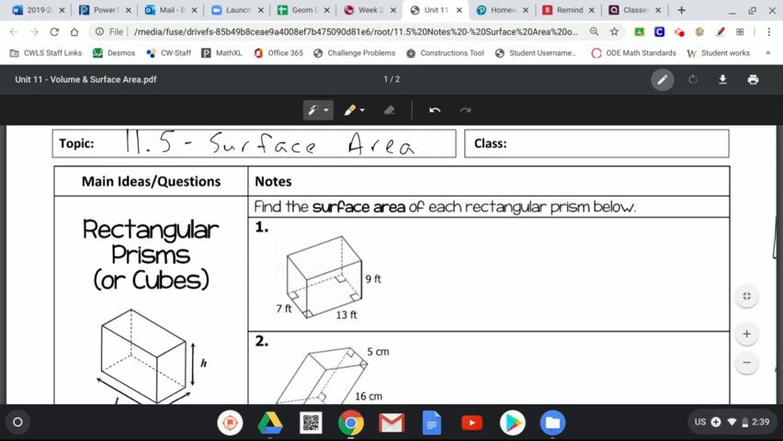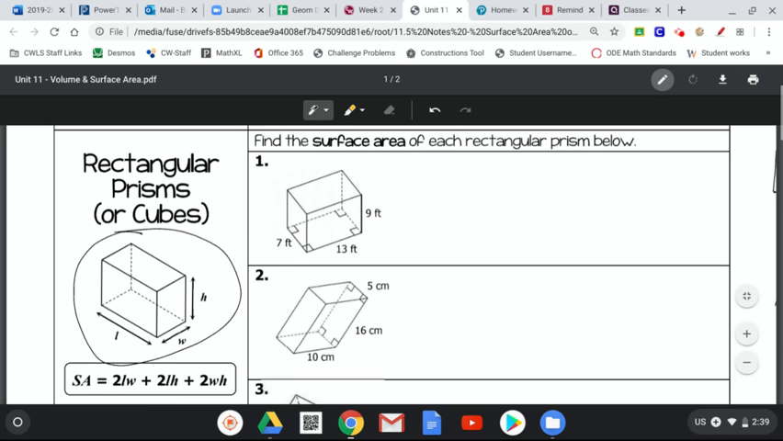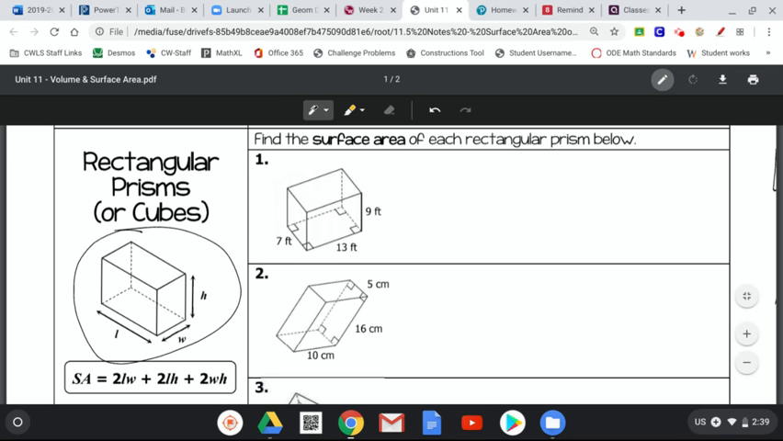For a prism, like I said, we're going to have 3 dimensions. If you look at number 1, it has 7, 13, and 9. So it has 3 separate dimensions, and over here we have a length, a width, and a height. Our formula for this, so it might be a good idea to either print the notes out, or if you don't have a printer at home, that's fine. But copy this formula down right here. Copy that formula down, please, and make sure you know that is surface area for prisms.